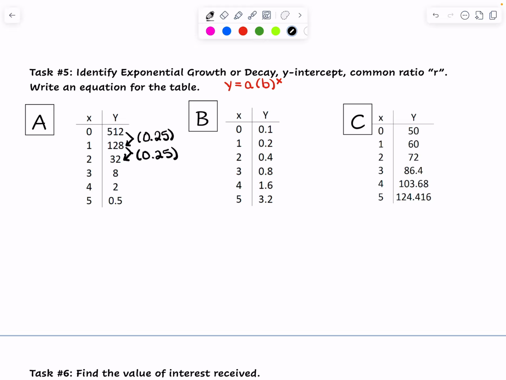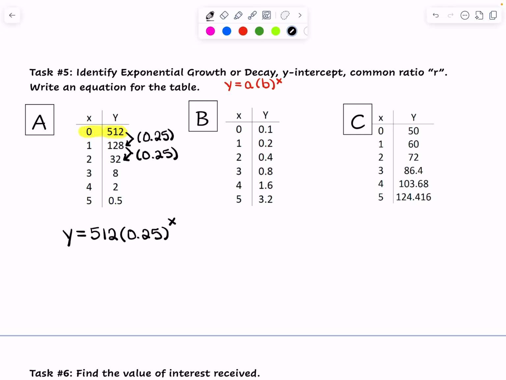So that's our common ratio. That's our b value. Now when we're writing our equation, we have y equals, to find our a value, it is always where y is paired with 0 for x. This is our y-intercept. That's our a value. So y equals 512 times our common ratio of 0.25 or 25 hundredths to the power of x.